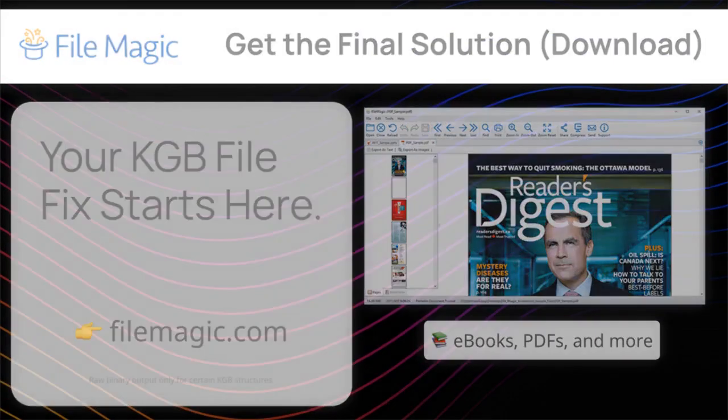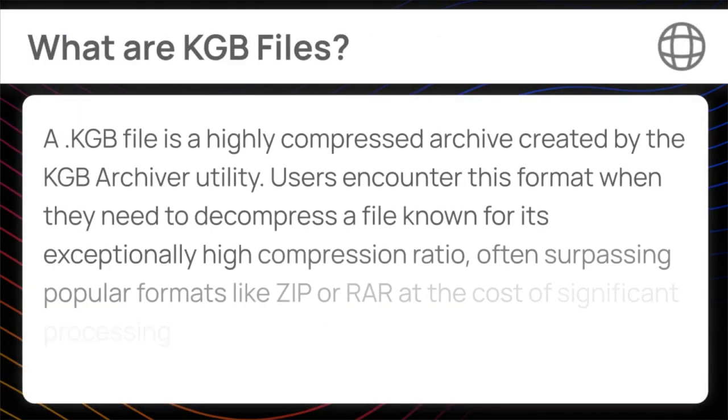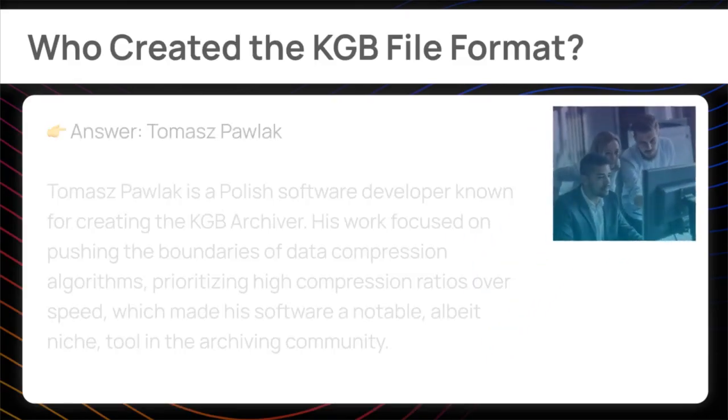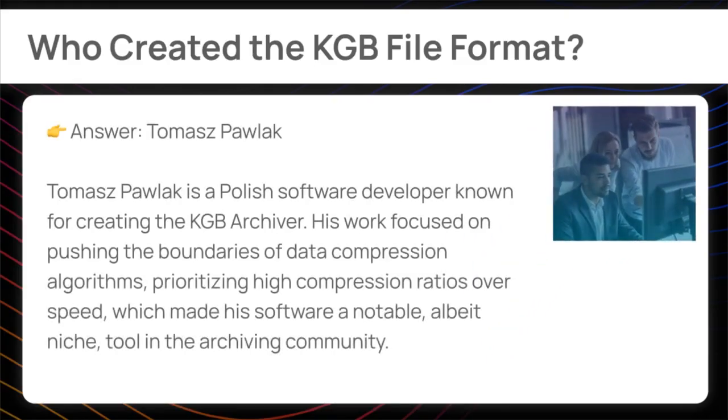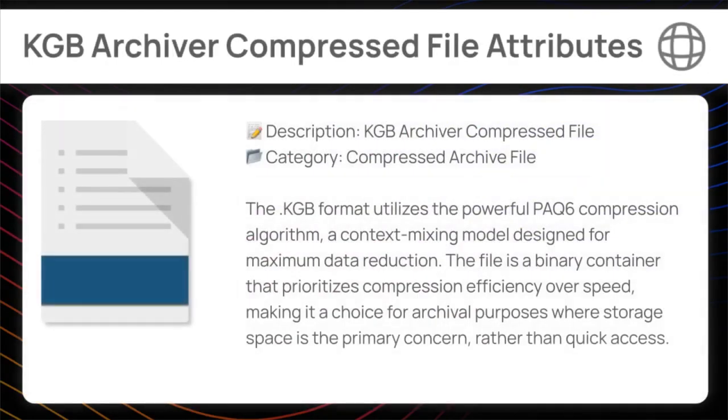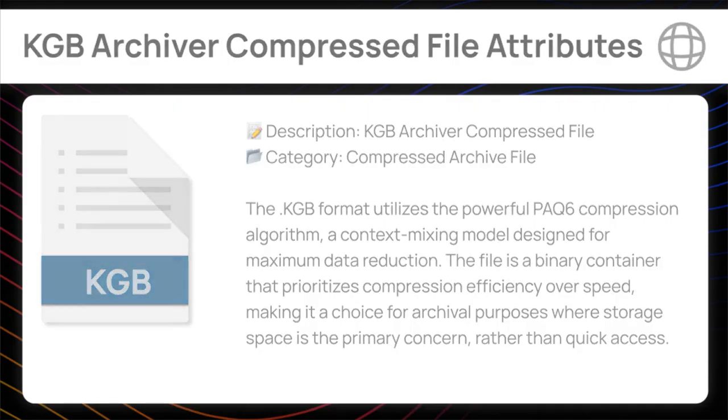A KGB file is a highly compressed archive created by the KGB Archiver utility. Users encounter this format when they need to decompress a file known for its exceptionally high compression ratio, often surpassing popular formats like zip or RAR at the cost of significant processing time and memory usage. The KGB format utilizes the powerful PAQ6 compression algorithm, a context mixing model designed for maximum data reduction. The file is a binary container that prioritizes compression efficiency over speed, making it a choice for archival purposes where storage space is the primary concern, rather than quick access.